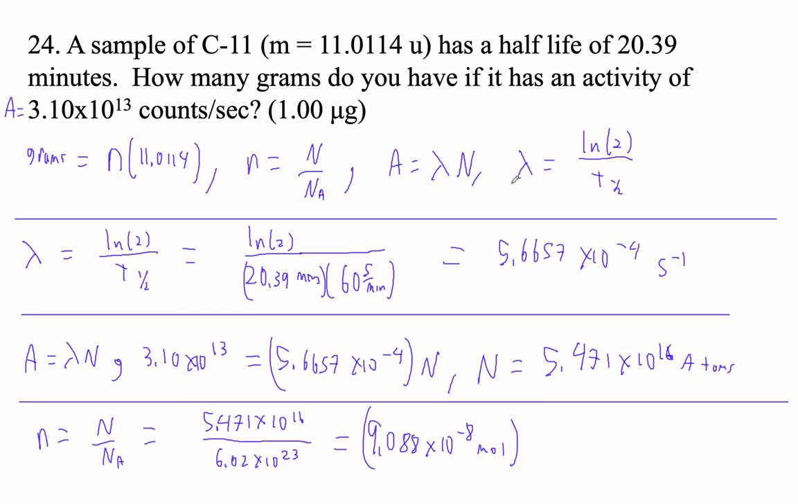Now we're going to turn it into grams. I'm going to multiply by 11.0114, and I get, surprisingly close to, 1.00 times 10 to the minus 6th grams. Ta-da!